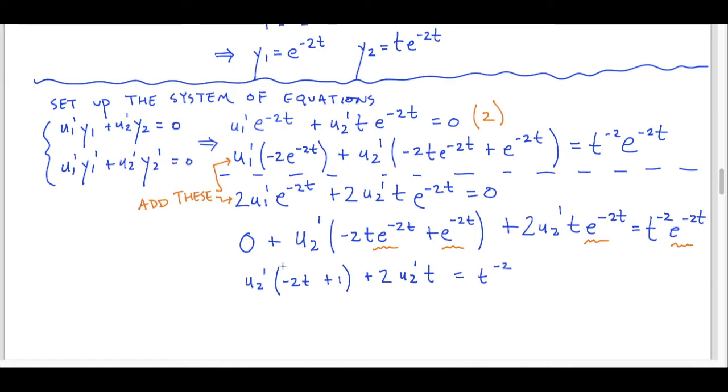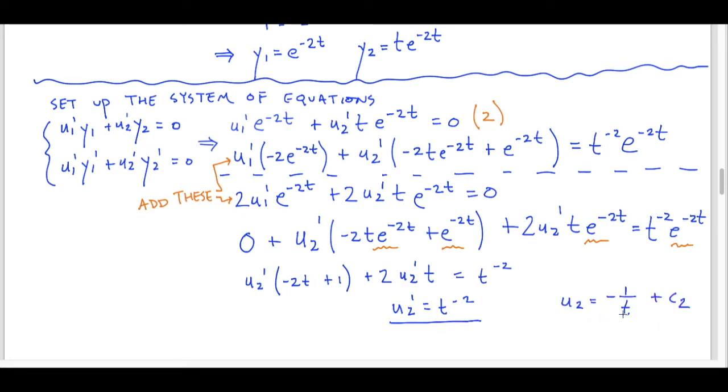Now if I distribute through the parentheses, I guess here I'll have negative 2t u sub 2 prime, while here I have 2t u sub 2 prime. So those are like terms, so those will cancel, and then I'll just have on the left hand side u sub 2 prime equals t to the negative 2. So on the one hand, that's kind of my answer. I guess on the one hand, I'm going to want to anti-differentiate this. So I'm going to want to integrate this.